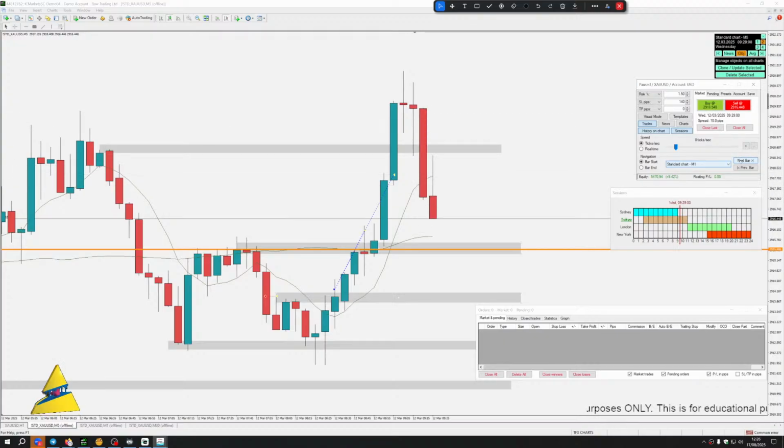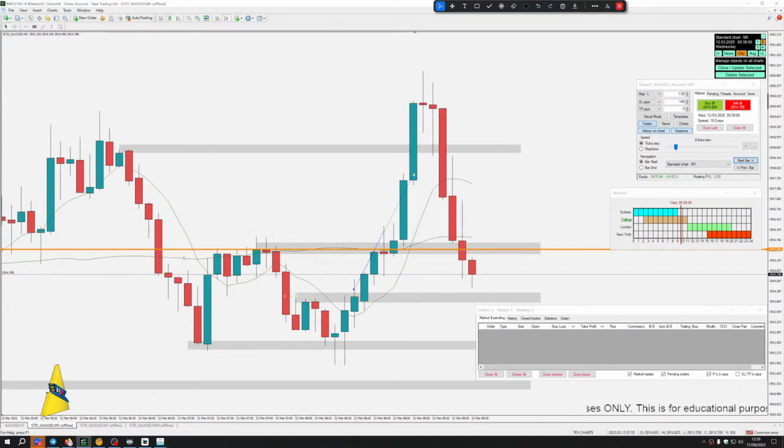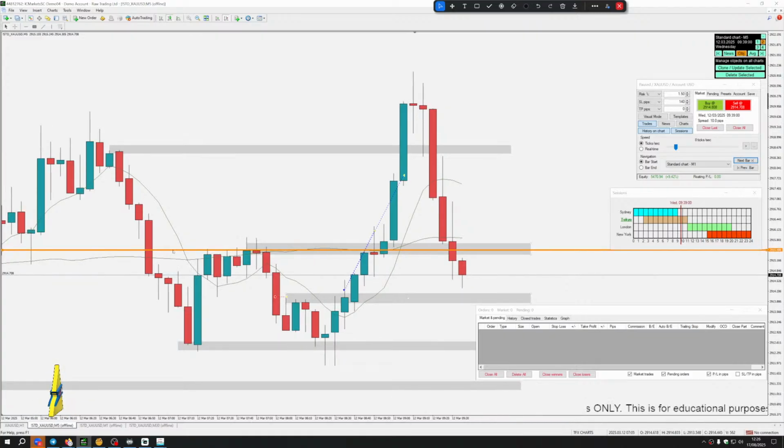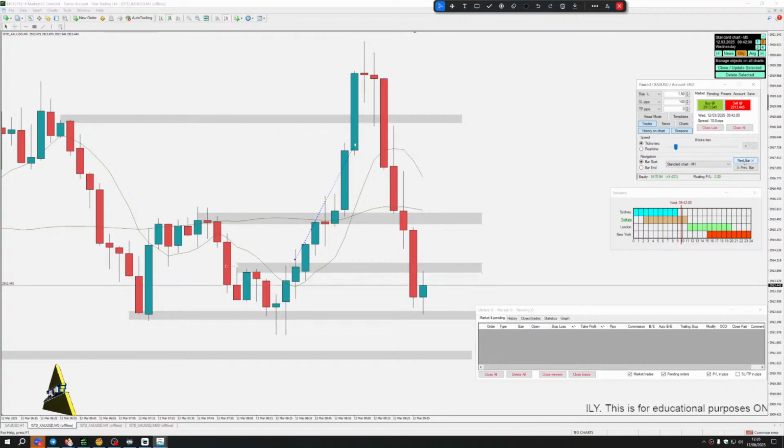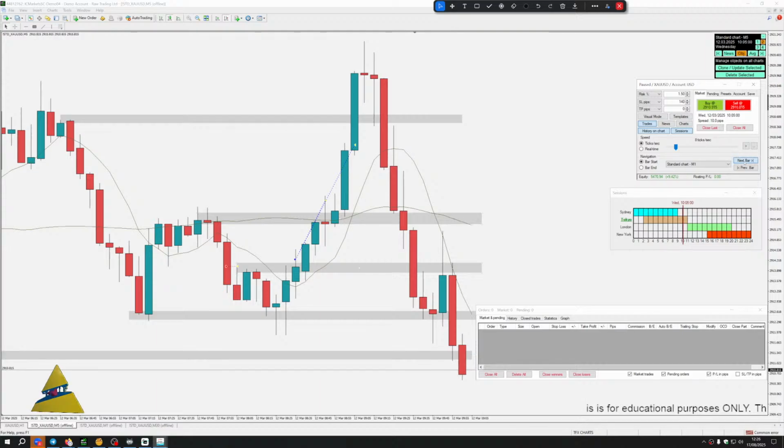Let's wait. Market's moving down. It's retracing the move again. I'm going to remove this orange line. And now we're going to look to take one more trade. And this is going to be the last trade.